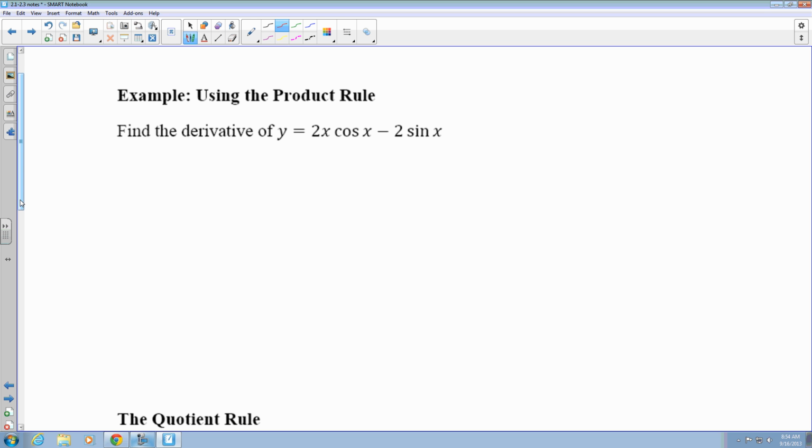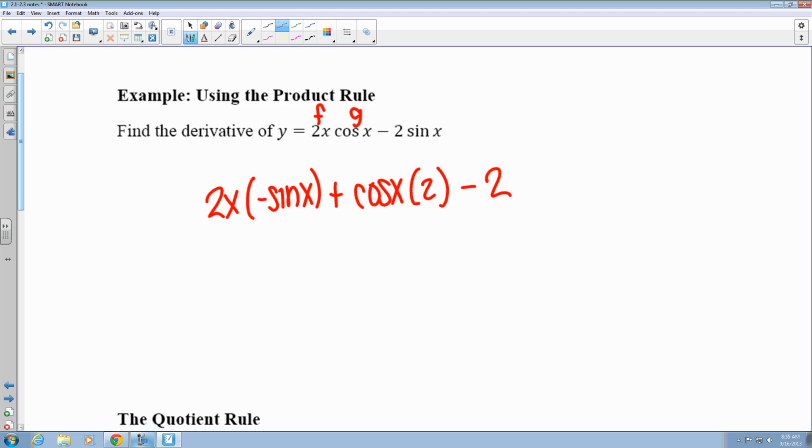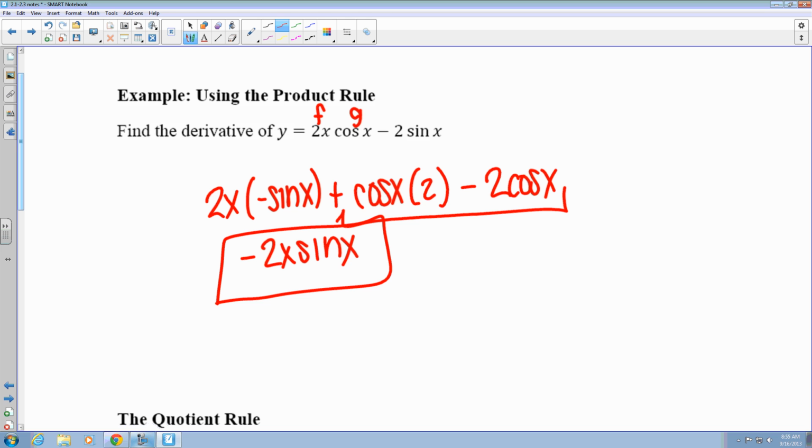Okay, so here we have to use the product rule for the first term, but not the second term of this equation. So we have f here and g here. Derivative: leave f alone, times the derivative of g, which is negative sine x, plus g times the derivative of f, which is 2. Derivative of 2 sine x is 2 cosine x. Find like terms. These two are actually the opposites of one another, so they cancel. Our answer is just negative 2x sine x.